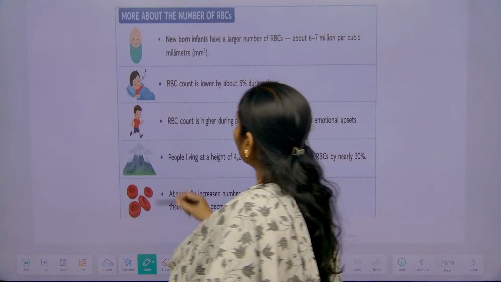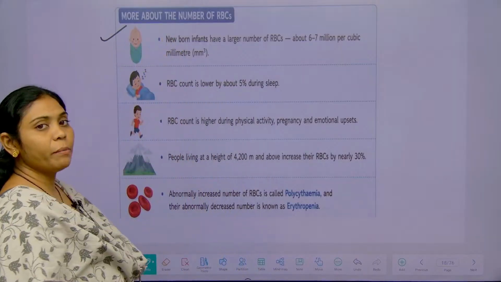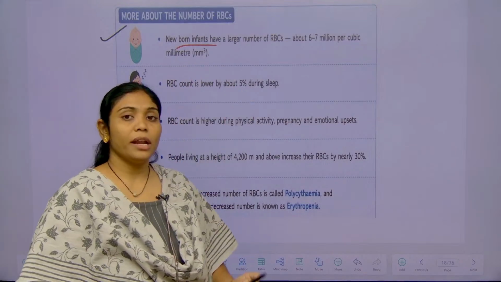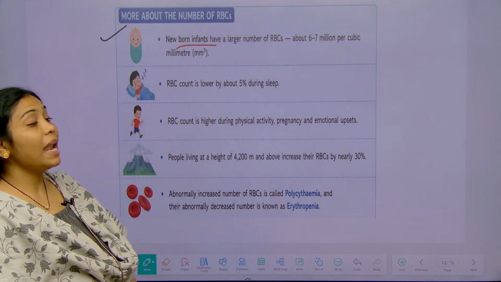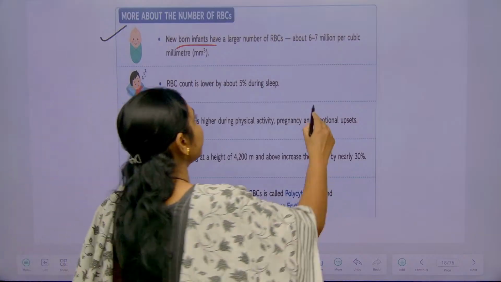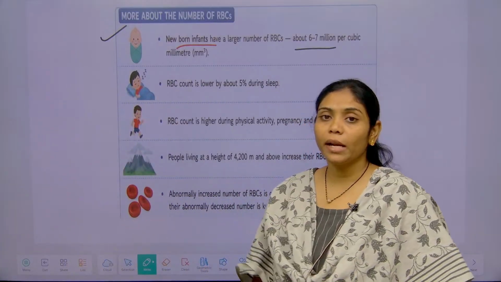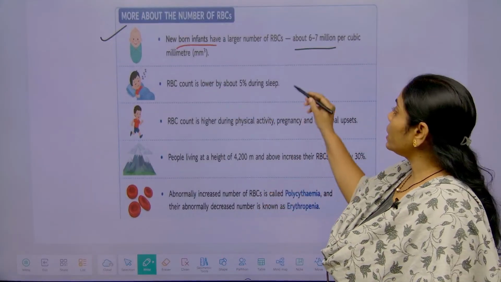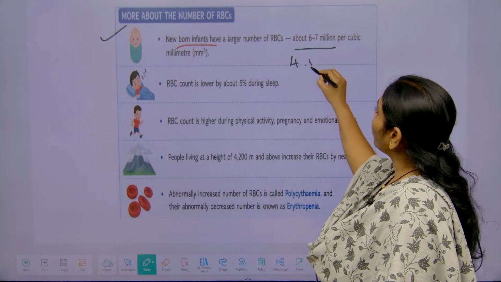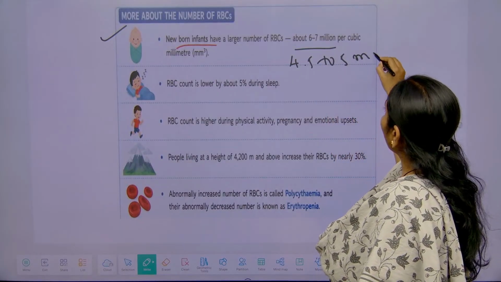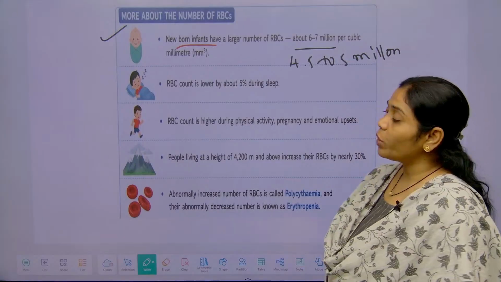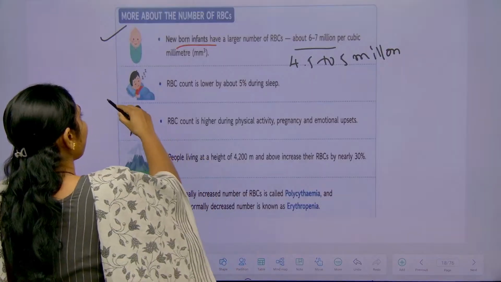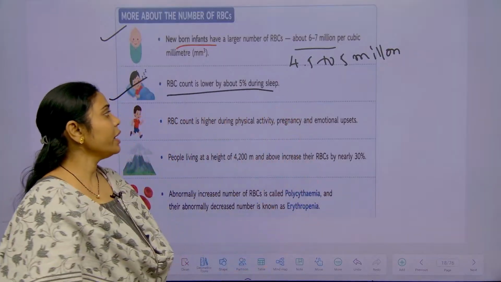Some more facts about the RBC number. In newborn infants, the number of RBCs is larger, that is 6 to 7 million per cubic millimeter. Generally in an adult, 4.5 to 5 million per cubic millimeter RBCs will be present in the blood.